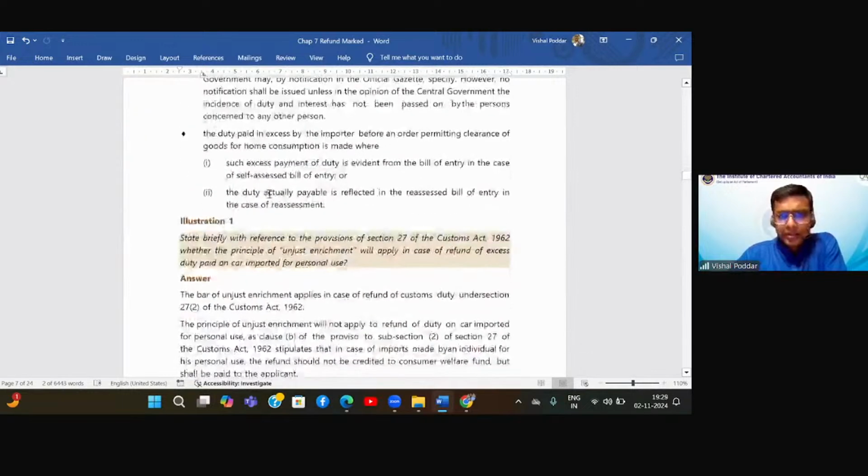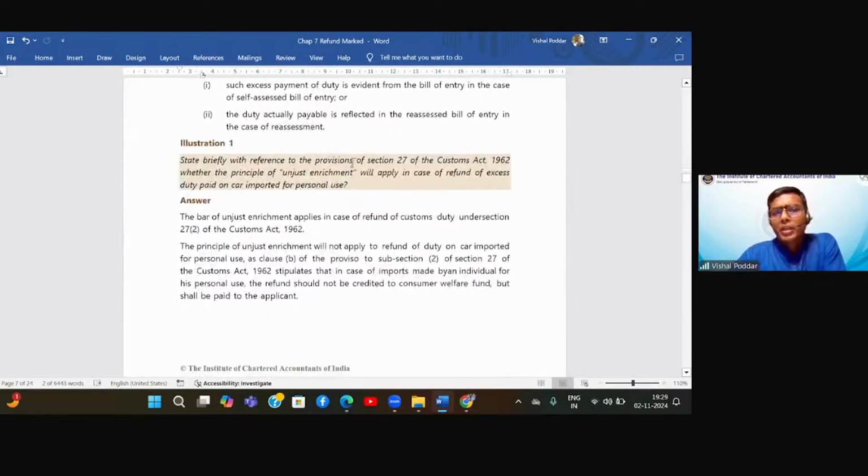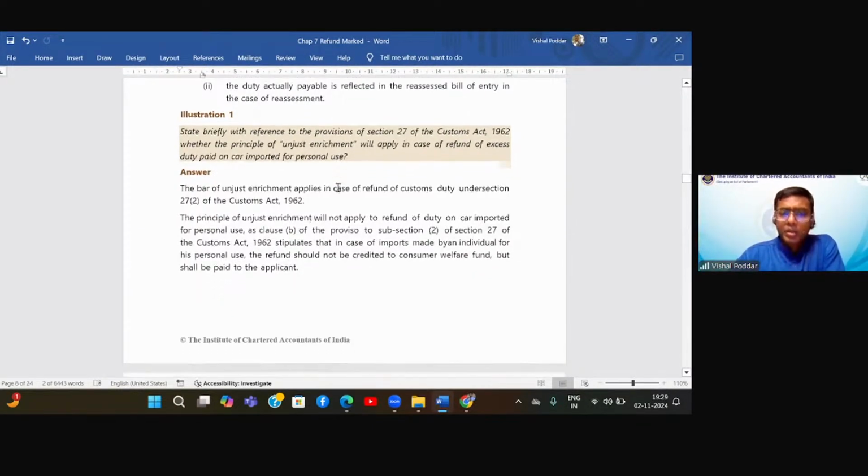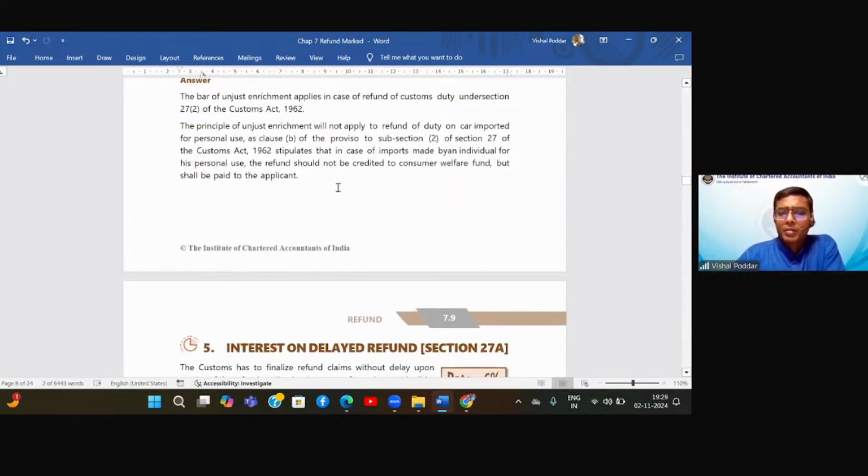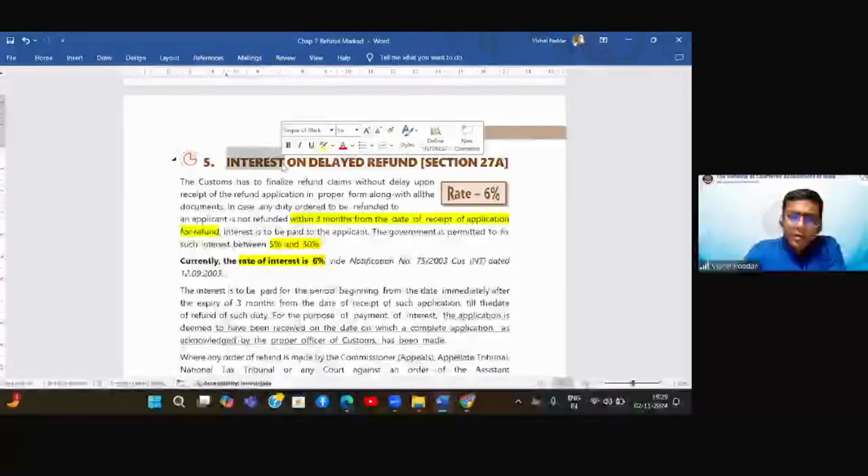Fine, students. This is a simple theory question. State briefly with reference to provisions of Section 27 of the Customs Act whether the principle of unjust enrichment will apply in case of refund of excess duty paid on a car imported for personal use. So we just read that when any goods are imported for personal use, the unjust enrichment principle will not apply. In other words, the result is that yes, you are the person entitled to this refund.